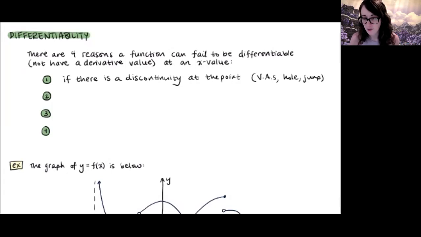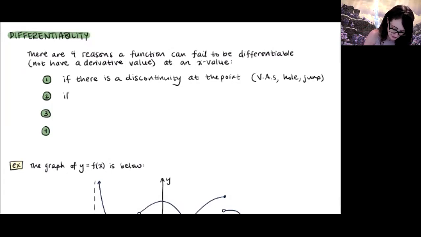It's not differentiable. Jumps, same reason, except from either side, the slopes are different if there's a jump in the graph. And so how does the tangent line know which slope to take when from either side, you have a different kind of slope. So any discontinuity will be a point where the function's not differentiable.